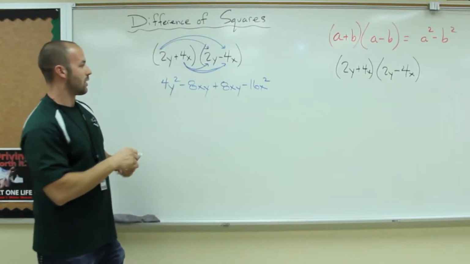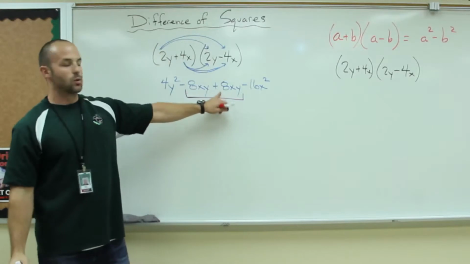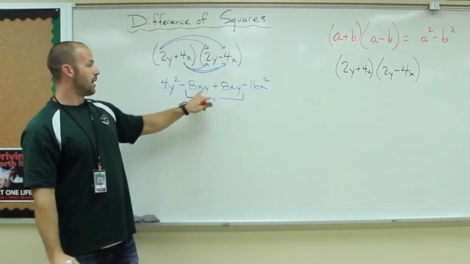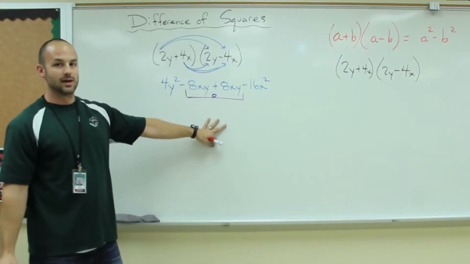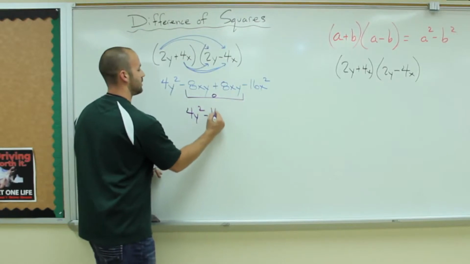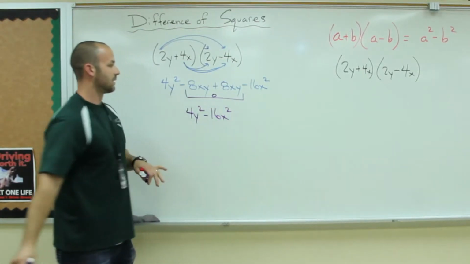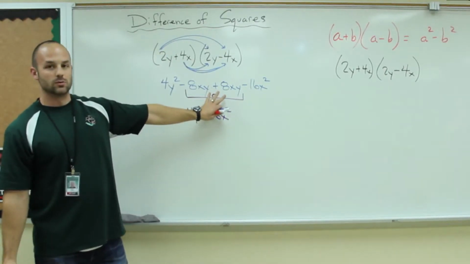So what you'll notice with our like terms, as opposed to the square of a binomial, in a difference of squares we have opposites. And when we combine opposites, that's always going to give us a 0, and so they end up canceling out. So what we're left with is 4y to the second minus 16x to the second. What you end up with is the perfect squares, and our middle terms cancel out.